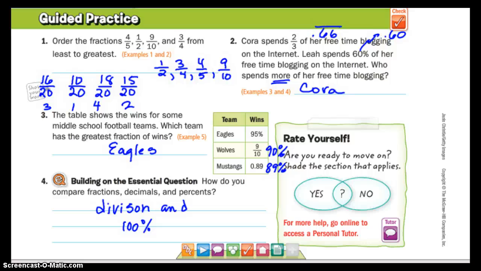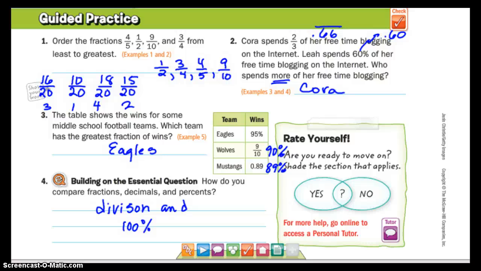Pause the video. All right. Did you get what I got? In guided practice number 1, we're ordering from least to greatest. We have 1/2, 3/4, 4/5, and 9/10. The common denominator was 20. In number 2, 2/3 is 66% repeat, and so we have Cora has more time. And then on number 3, the Eagles at 95%.